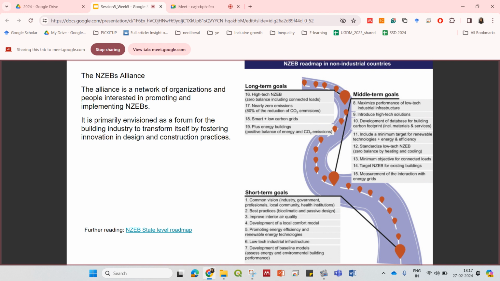So again, that is also in middle term goals. Then comes the long term goals. So these are the goals which will take a longer time compared to the middle term goals also. So things like high tech NZDB.